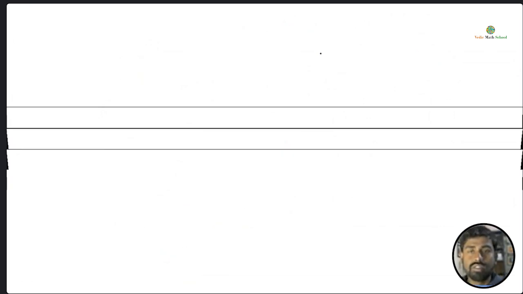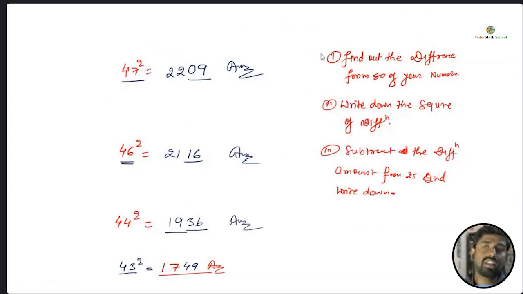Now, let's take one example, and I will also give you the step-by-step rule. First, understand the rule, and then we will solve the question. The first step says: find the difference from 50. And 50 is our base, because we are learning here about numbers which are nearer to base 50. That is the reason we are taking 50 as the base.